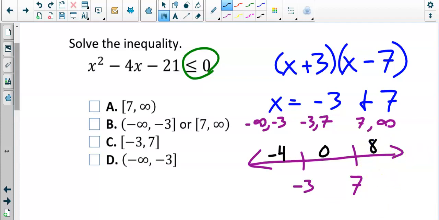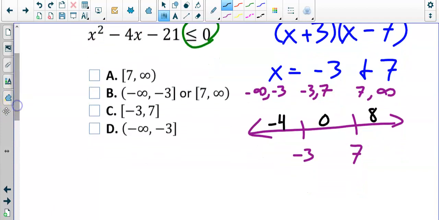Testing means we want to take the negative 4 and plug it in here and see if the answer is positive or if it's negative. That's all we care about. We don't care about what number it is. We just want to know, are you positive or are you negative?